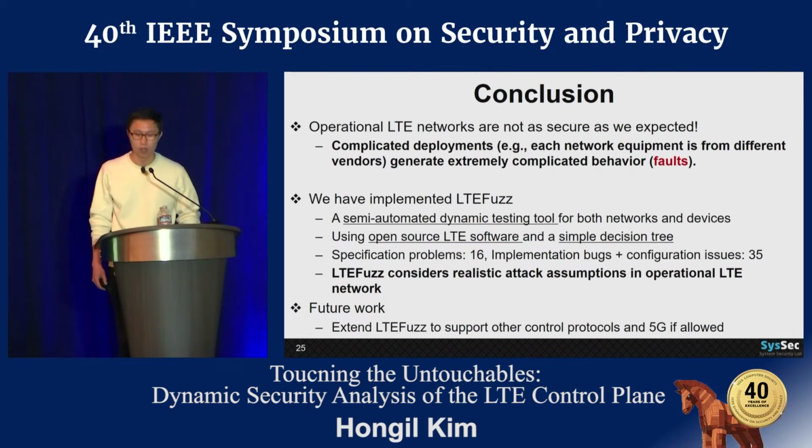Overall, we have to know that operational LTE networks are very, very complicated and not as secure as we expected. In a real operational LTE network, the carrier has different configurations and deploys different network equipment by service area. These kinds of complicated deployments generate extremely complicated behavior. So sometimes the attacker can exploit this kind of complicated behavior to attack or deny LTE services.